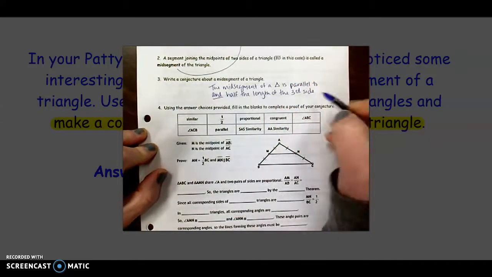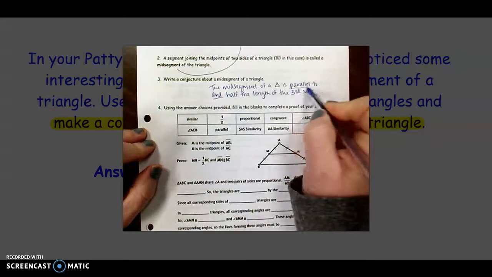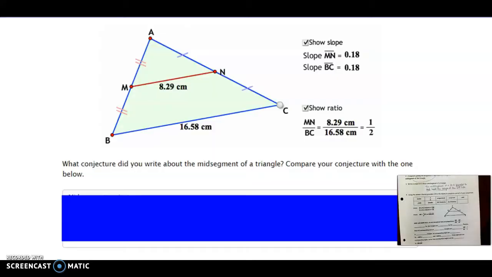So two things, parallel to the... Okay, so here we can see that M and N are both midpoints of their side. AM and MB are congruent, AN and NC are congruent. So MN is a midsegment. And we can see those two relationships exist.